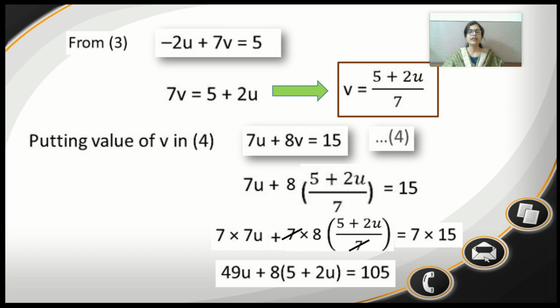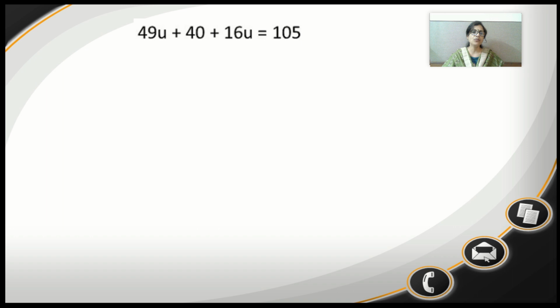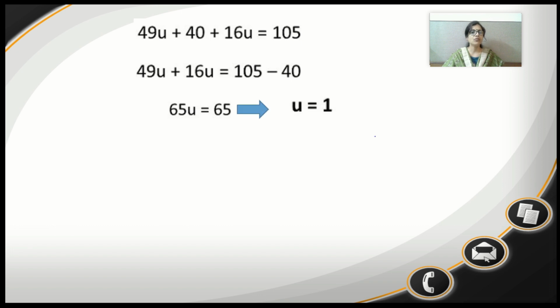Let us simplify this. So we get 49u plus 40 plus 16u is equal to 105. Again simplify this. We get 49u plus 16u is equal to 105 minus 40. So 65u is equal to 65 and therefore u is equal to 1. This is what is our first value.